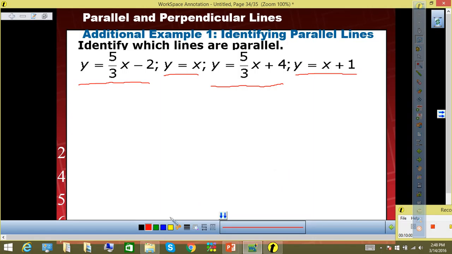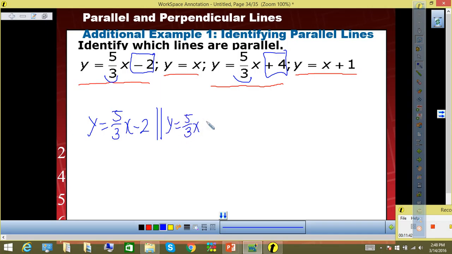Right now they're asking us to find the parallels. Focus, please. What's the slope on this one? 5/3. Is there another one that has the same slope? So to be parallel, they need to have the same slope, but different what? Do they have different y-intercept? Yes, so this is what we're going to write. Y equals 5/3 x minus 2 is parallel to y equals 5/3 x plus 4.